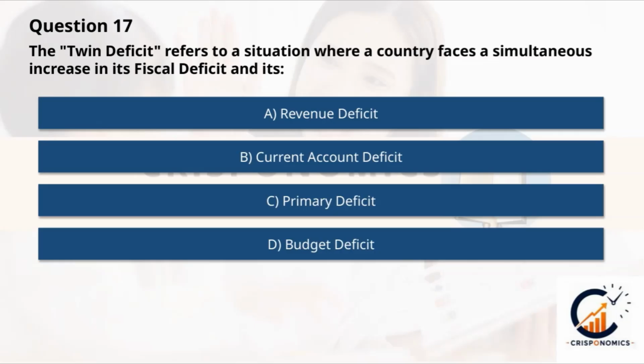Let's talk about the concept of the twin deficit. This happens when a country experiences two key deficits at the same time. One is the fiscal deficit. That's when government spending exceeds its revenue. The other is what we're trying to identify here. Is it the revenue deficit, the current account deficit, or the primary deficit? Understanding this pairing is crucial to grasping broader economic challenges.